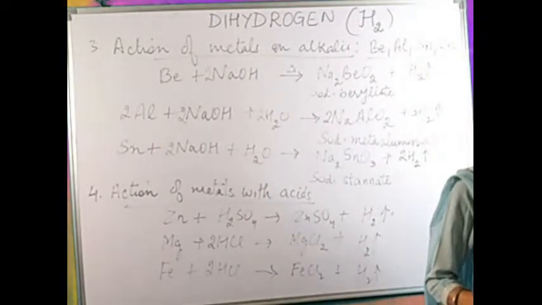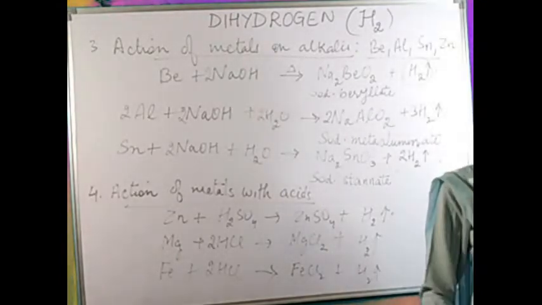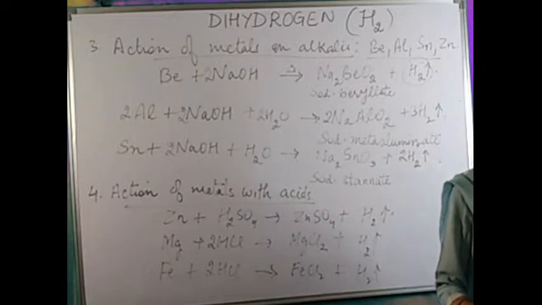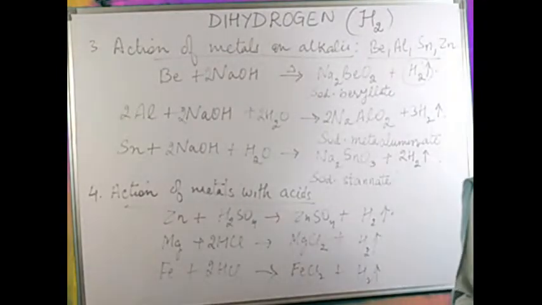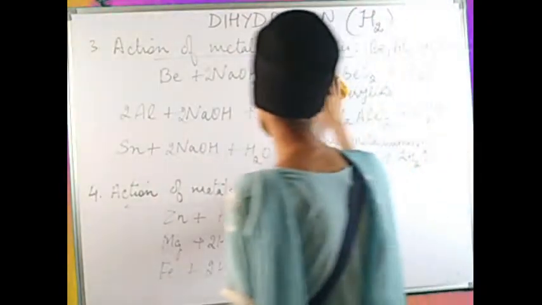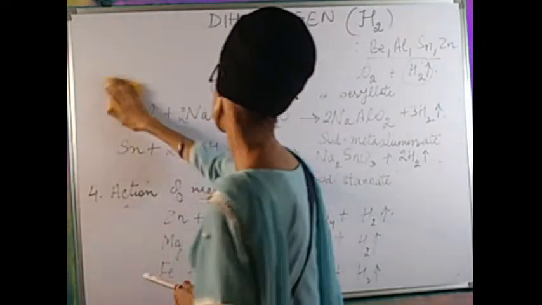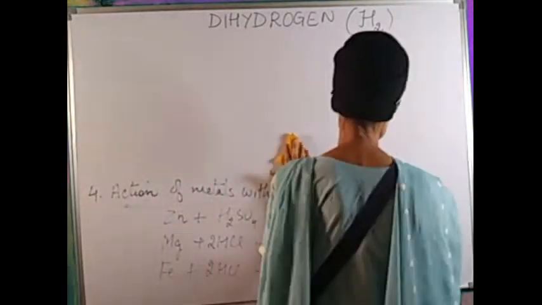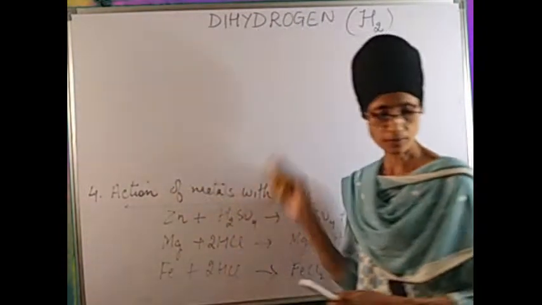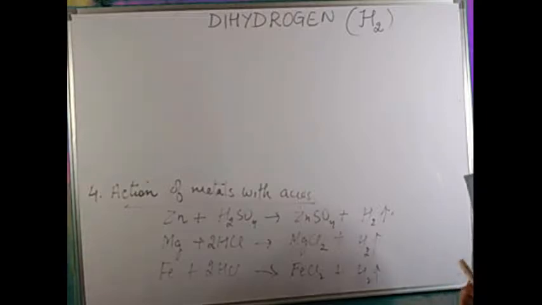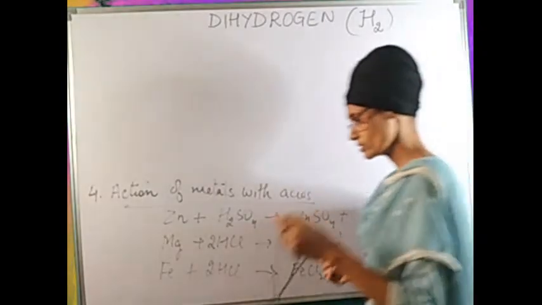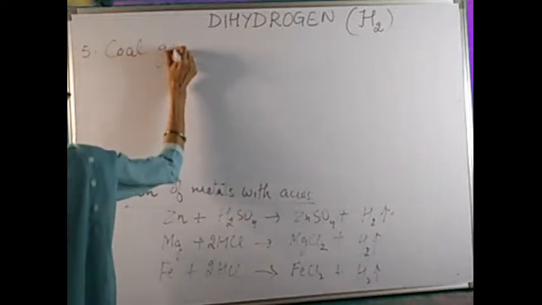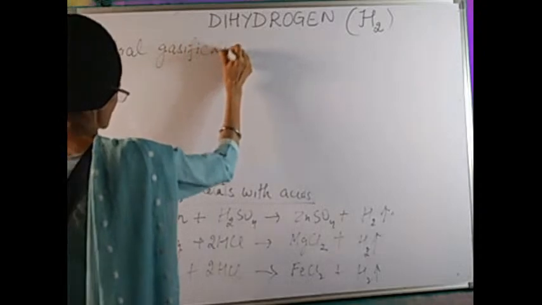Coming to the next method, that is one of the important commercial methods also, reaction of water with coke. This reaction is also known as coal gasification. It is a commercially very important reaction to prepare dihydrogen. We call it reaction of steam and coke also, or it is also known as coal gasification reaction.